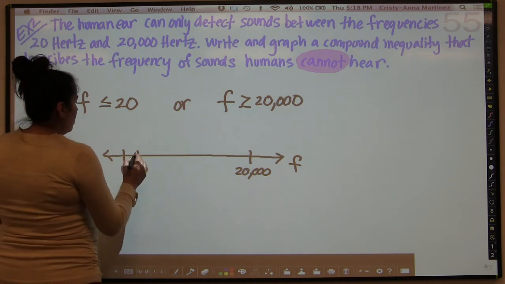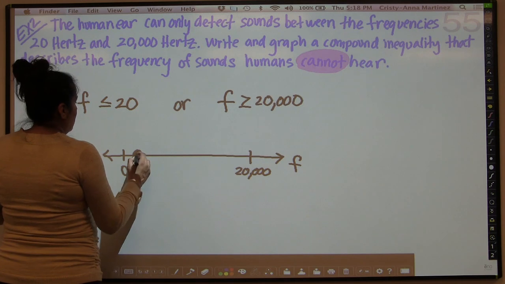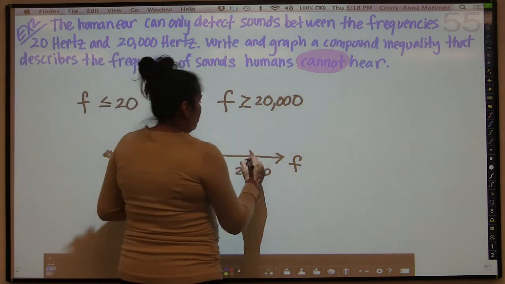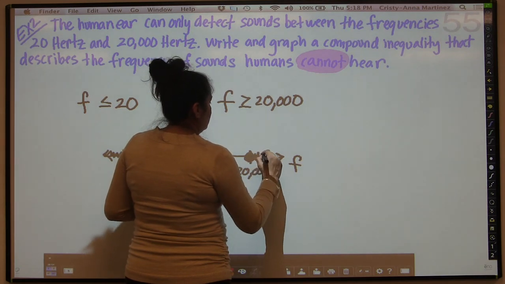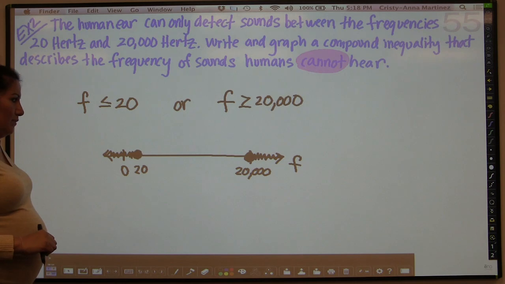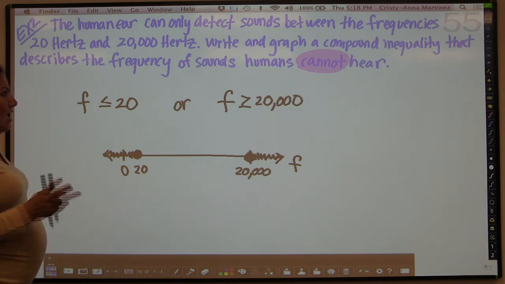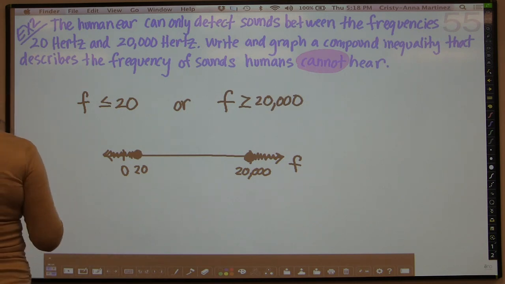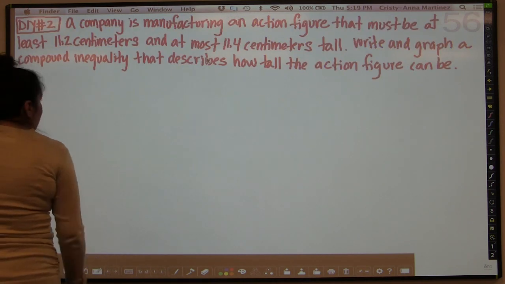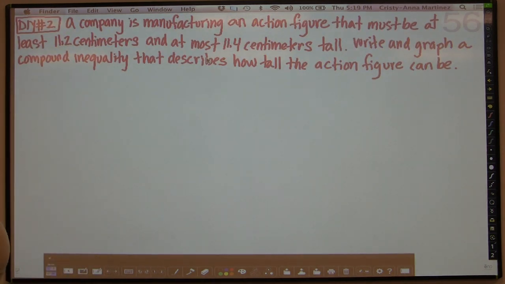So that means that we're going to go with a solid dot here. And less than that will be this direction. And over here we're going to go with another solid dot. And greater than that will be this direction. And you can see that there's no overlap there, but you want to combine the 2 pieces together. And that's what your graph would look like. Alrighty? So now you can try this do-it-yourself question. And once you have completed this one, you will have completed your notes for this lesson.